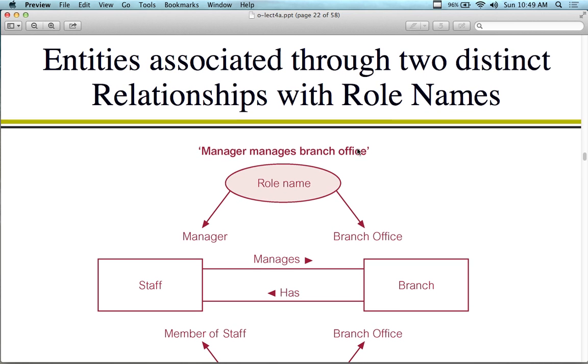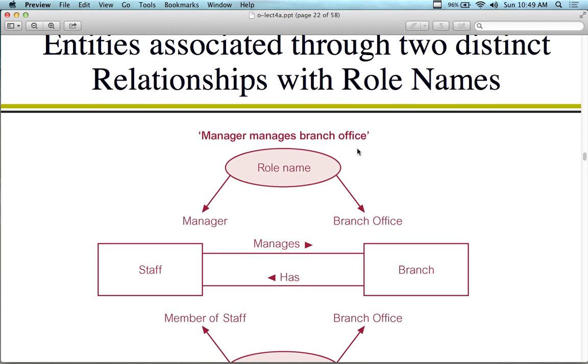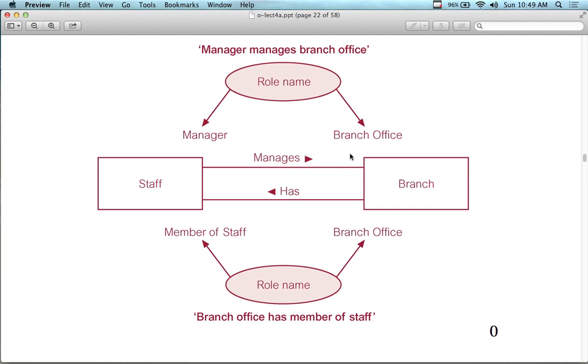So entities associations with two distinct roles as well. This is the interesting thing: entity relationship diagrammers started doing this. Well, a branch staff manages a branch and a branch has staff. Don't we have two separate roles? Well, aren't those two separate relationships? Yeah, but isn't it really an association? So object orientation took this and made it better, actually made it clearer.